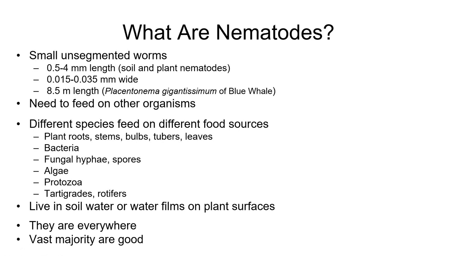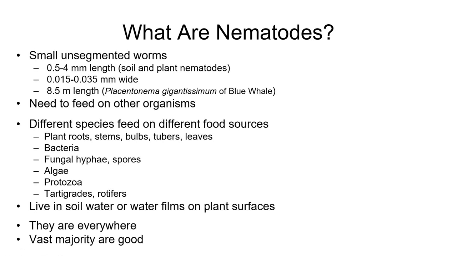And the ones that live in soil and plants or in and on plants are small. They're maximum a couple of millimeters in length. You'd hardly see them with your eye, okay? And they're usually thin, narrow, so not very wide. Now, there are many kinds of nematodes out there in the world. And the longest or the biggest one is 8.5 meters, and that lives as a parasite on blue whale in the oceans. Actually, it lives in the placenta of the blue whale.